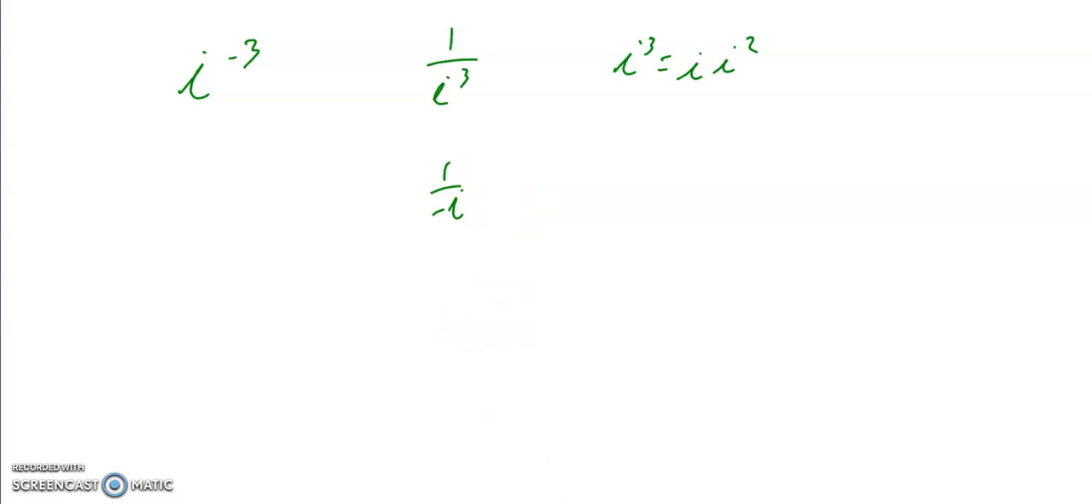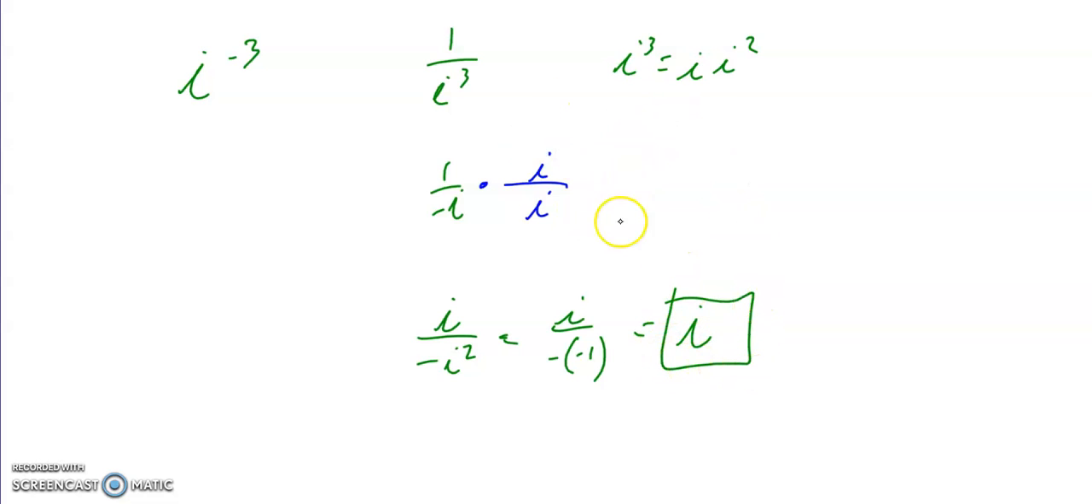Now we hate negatives in the bottom. So what we're going to multiply by is my conjugate. So I'm going to multiply both top and bottom by positive i. Not negative i, but positive i. So on top, I'm going to get 1 times i, which is i. And on bottom, I'm going to get negative i times i, which is negative i squared. So that's going to give me i over 1, which would be i. So don't forget your negative exponent rules and multiplying by the conjugate.